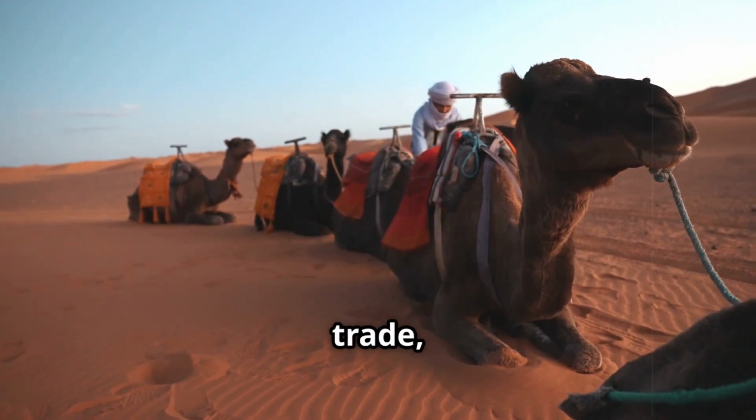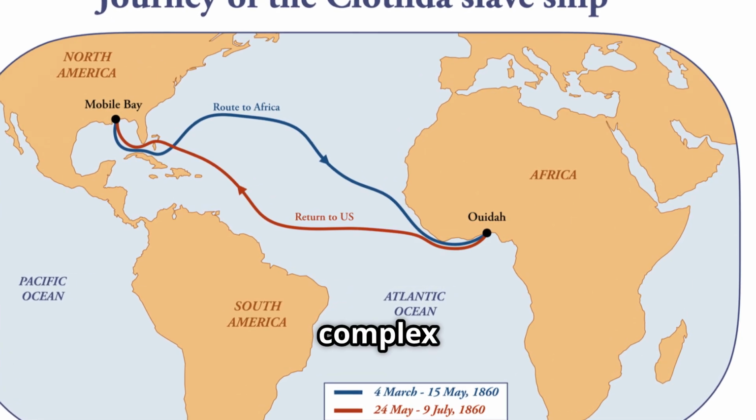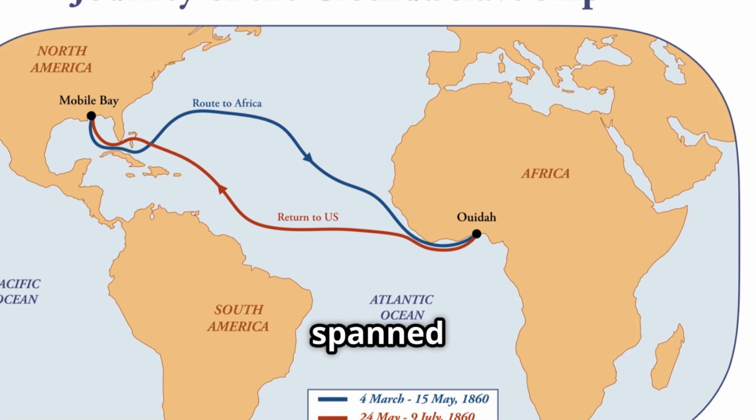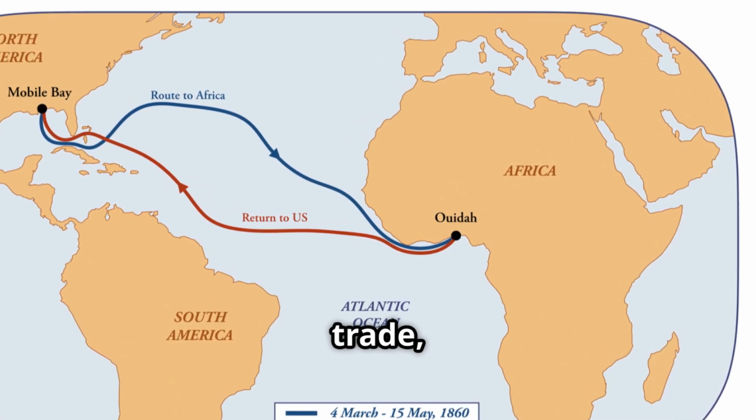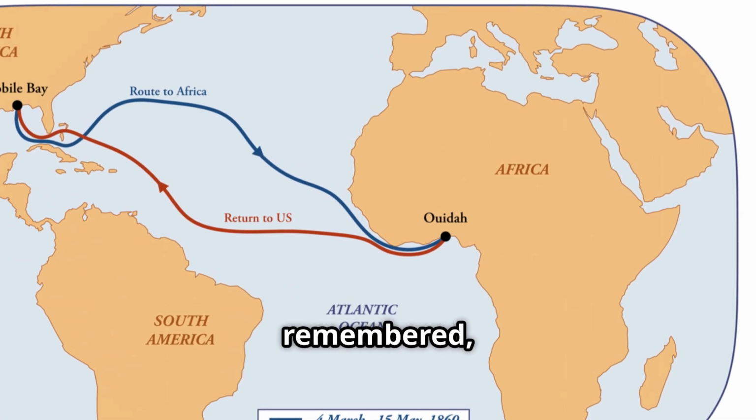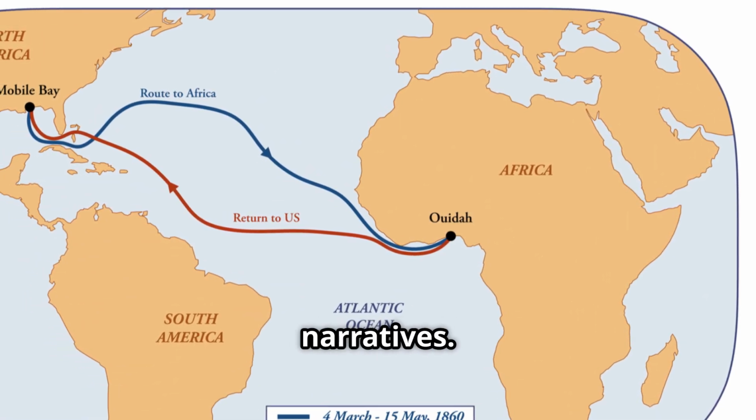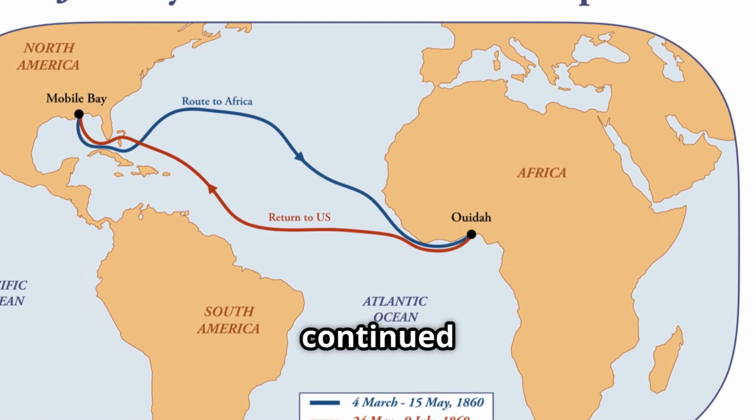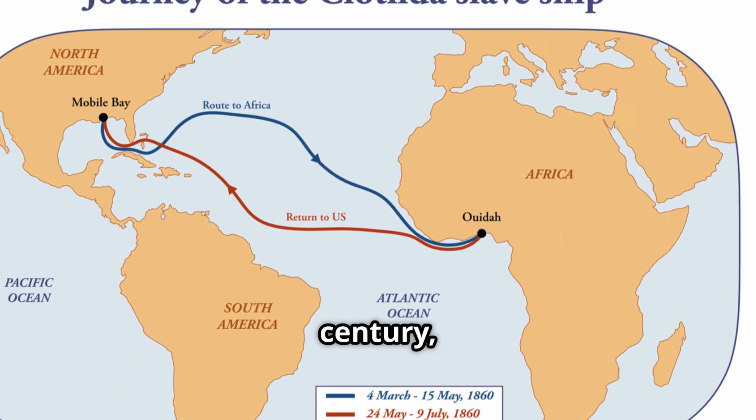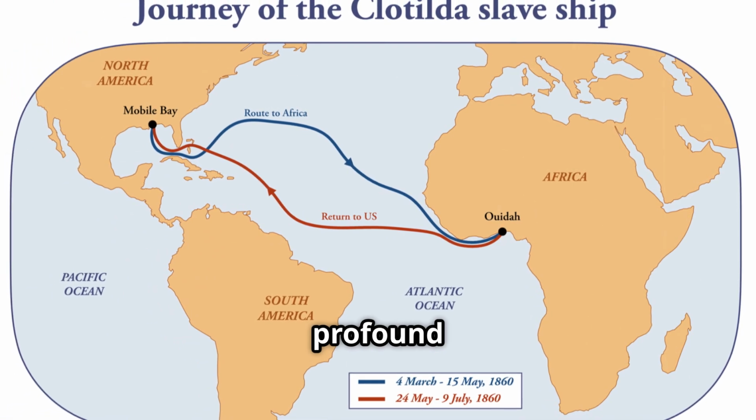The Arab slave trade, also known as the trans-Saharan slave trade, was a complex and multifaceted system that spanned continents and centuries. Unlike the transatlantic slave trade, which is widely studied and remembered, the Arab slave trade is often overlooked in historical narratives. This trade began as early as the 7th century and continued well into the 20th century, affecting millions of lives and shaping the course of history in profound ways.